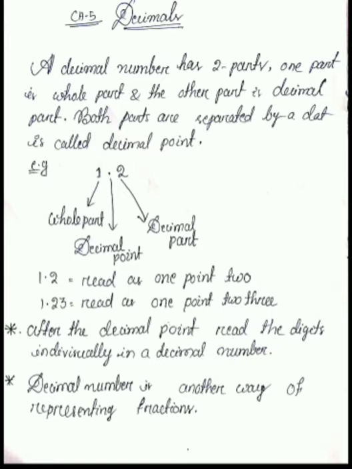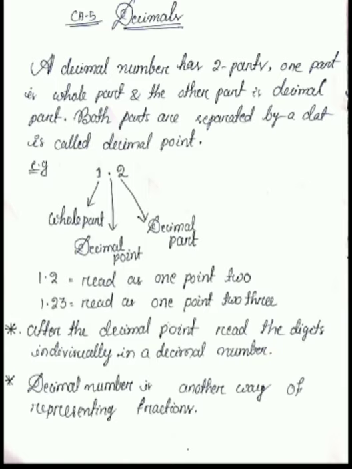So students, we have finished our chapter 4, that is our fraction, and today we are going to discuss a new chapter, chapter number 5. Chapter number 5 is decimals. So students, some numbers we write as decimals. Okay? So what is a decimal number?